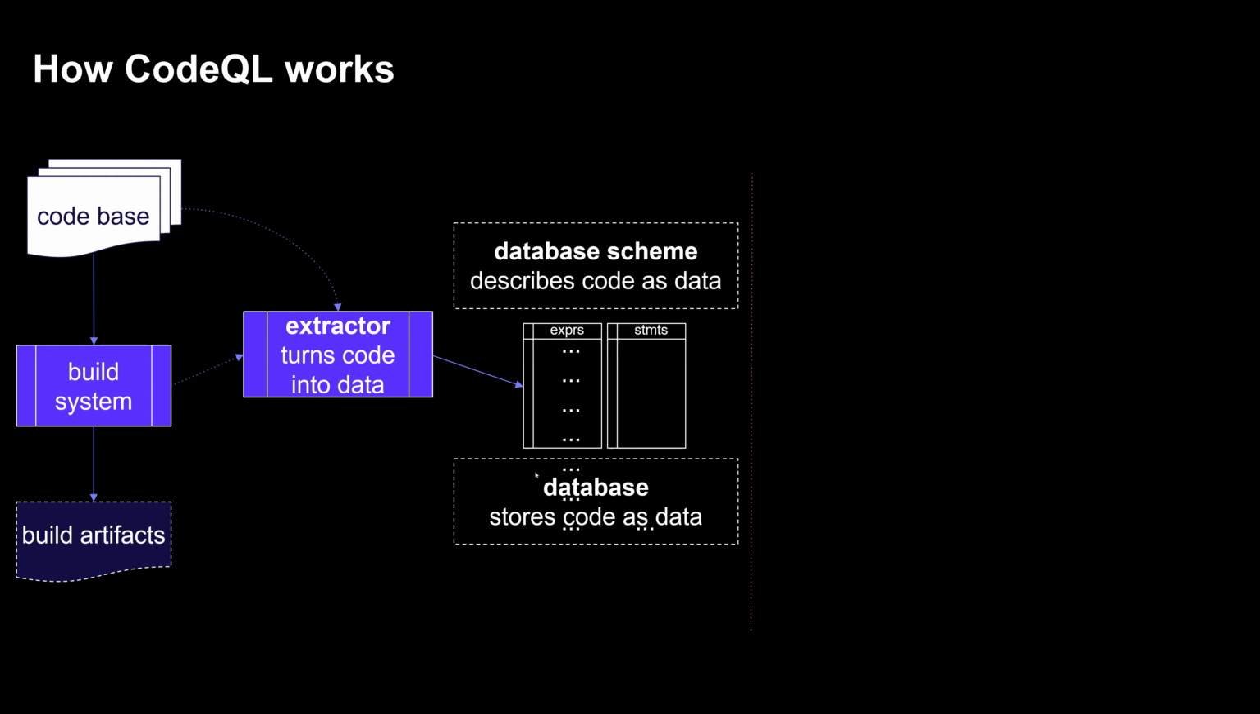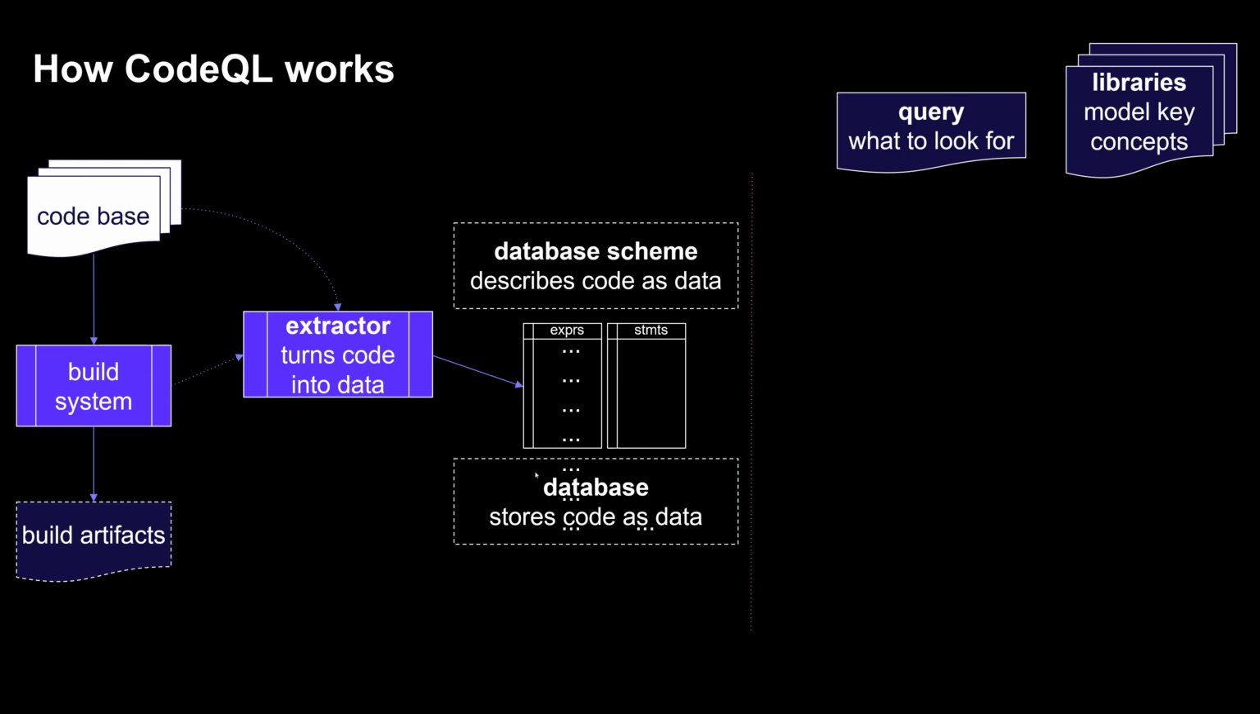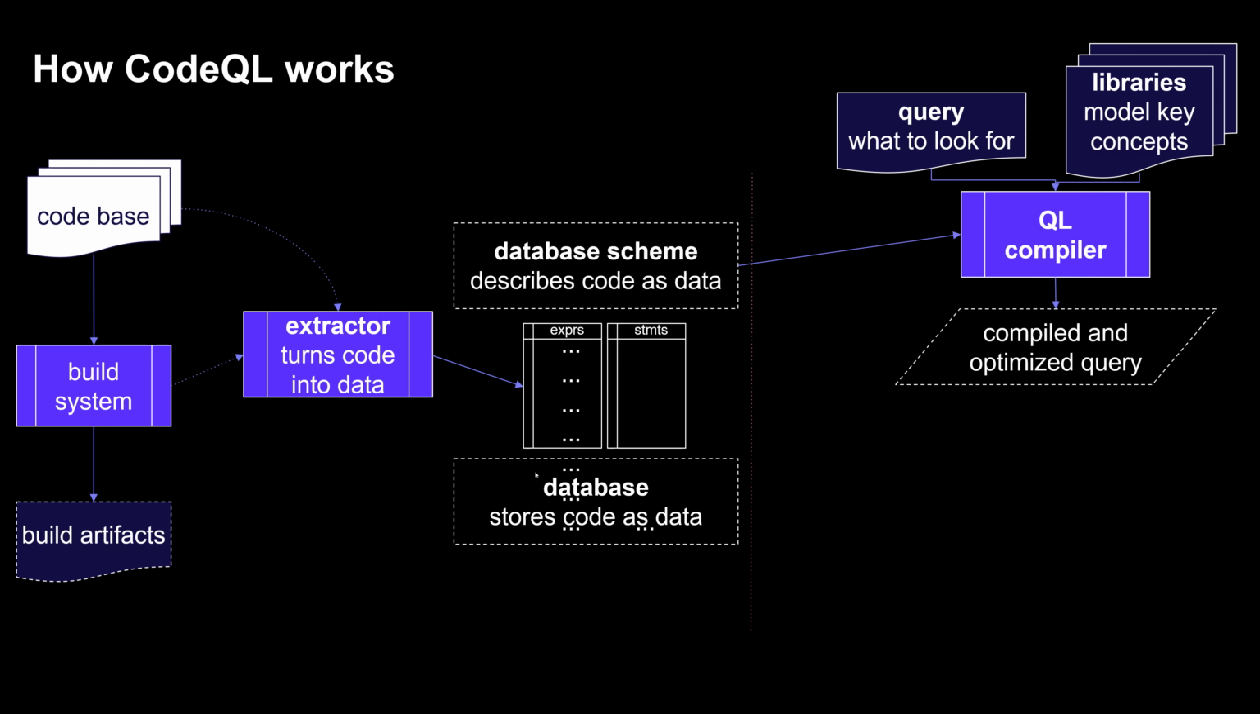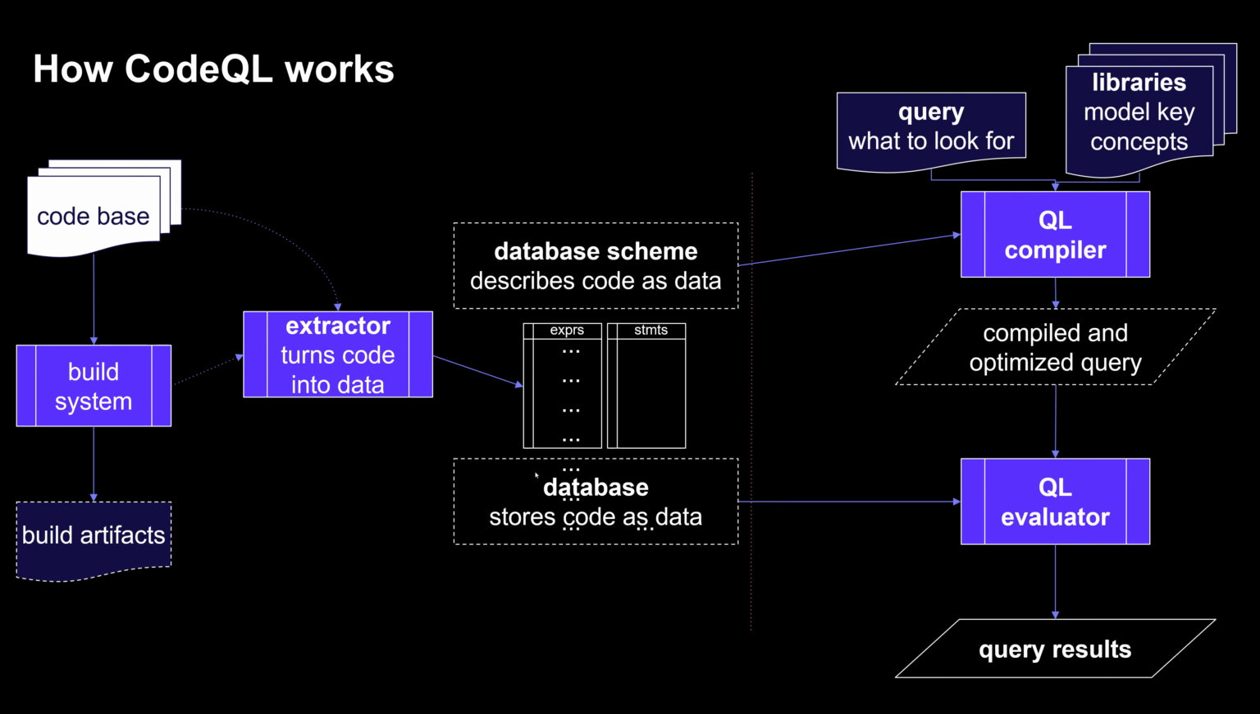So let's see how CodeQL works. We start with the code base, where we build and compile that code base, and then extract the code into data and save it into a database with multiple tables. Then we use that database to extract information using a querying language, CodeQL. We'll be using the CodeQL QL compiler, and the QL evaluator under the scenes. At the end, we'll have our query results, which are the issues and threats discovered within our application.